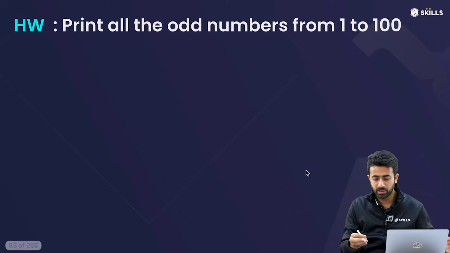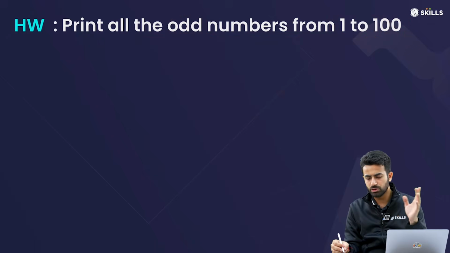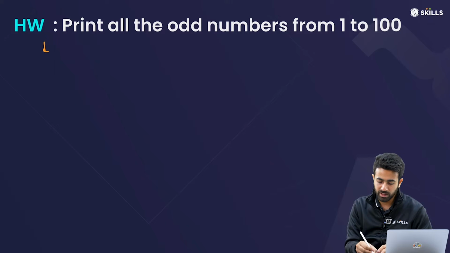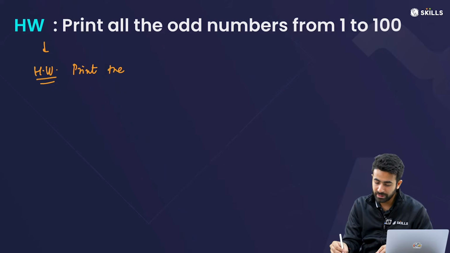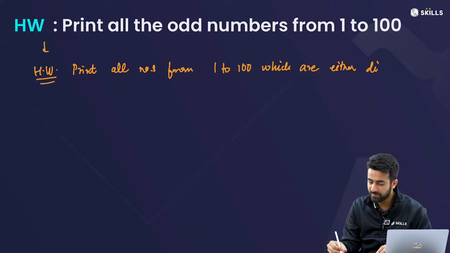First of all, your first homework, very obvious, print all the odd numbers from 1 to 100. Very, very simple. You just need to change the condition from even to odd. And secondly, you have one more homework. Print all numbers from 1 to 100 which are either divisible by 5 or 3.